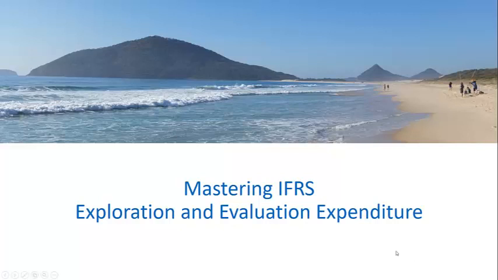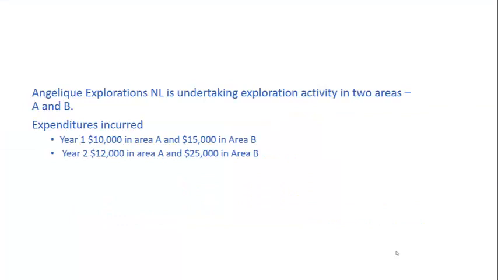Hi, I'd like to spend a few minutes now talking briefly about accounting for exploration and evaluation expenditures in the extractive industries in accordance with IFRS 6 AASB 6. To do this, I'm going to focus on a simple example where we have a company called Angelique Explorations, which is undertaking exploration activity in two distinct areas, A and B. These are distinct areas of interest, and the expenditures in the two areas will cover multiple actions.